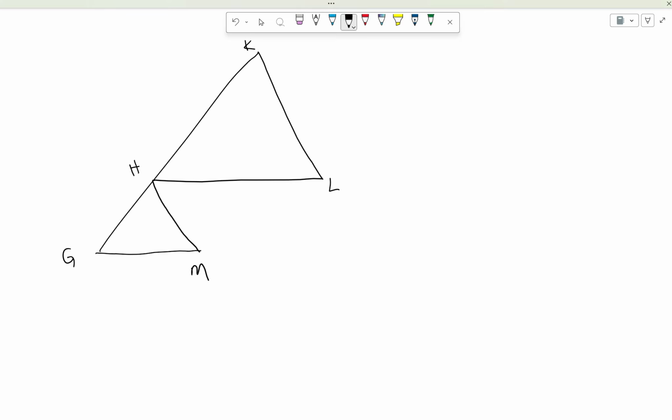So we have GHM and HKL. And we have the following dimensions. GH is 10. HK is 15. KL is going to be the variable X. HL is 27. HM is 12. And GM is 18. So here are your directions. Given that triangle GHM is similar to triangle HKL, find X.